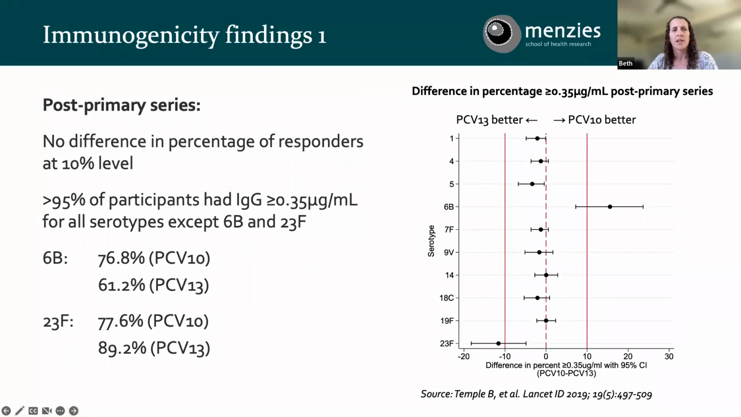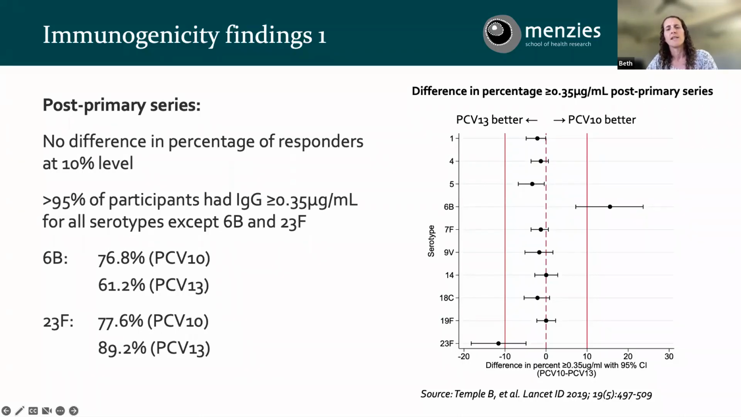So now to move on to the results, the key findings of the study. This graph shows the difference in the percentage of participants with an antibody level above 0.35 post-primary series. Each dot represents a different serotype, and the line shows the 95% confidence interval. The dashed vertical line is the line of no difference, with data points to the left favouring PCV13 and data points to the right favouring PCV10.